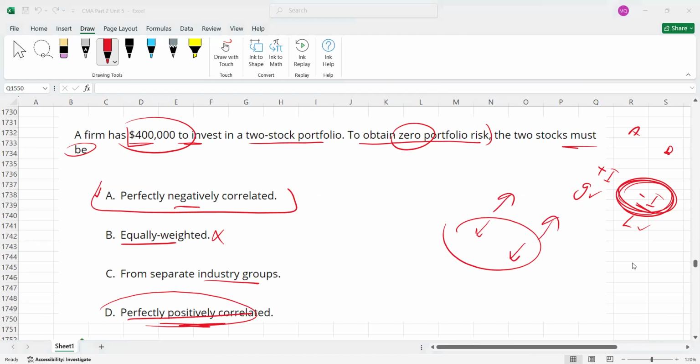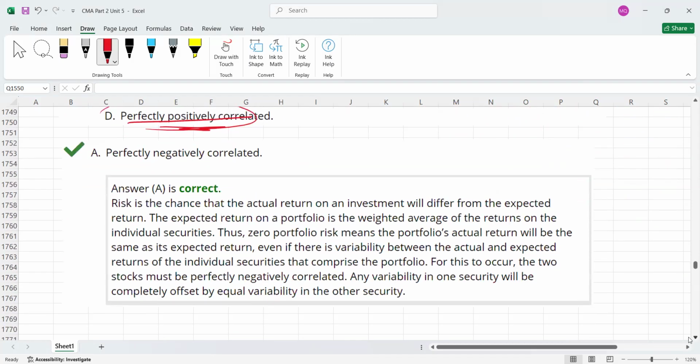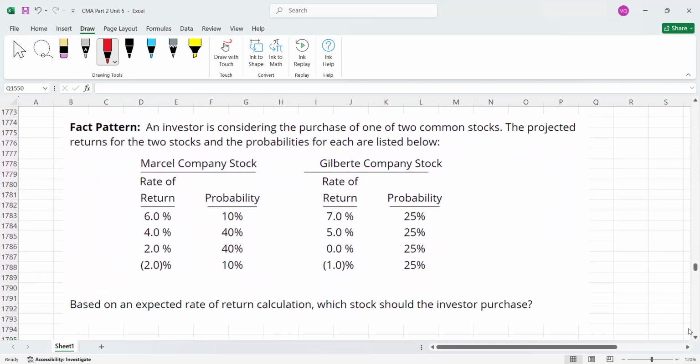Yeah, so here we go. Next question I'm showing you now. So go through this question first. Okay, guys, they're saying, based on the expected rate of return calculation, simply expected rate of return calculation, which stock should the investor purchase? So we got two stocks here. Let's go through the question.